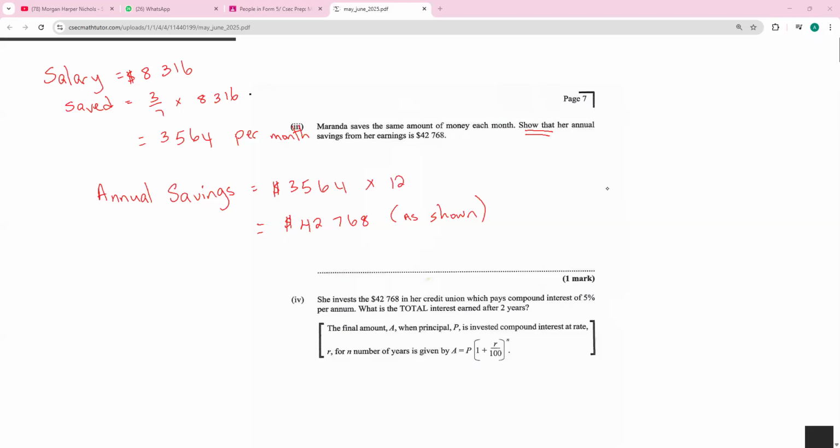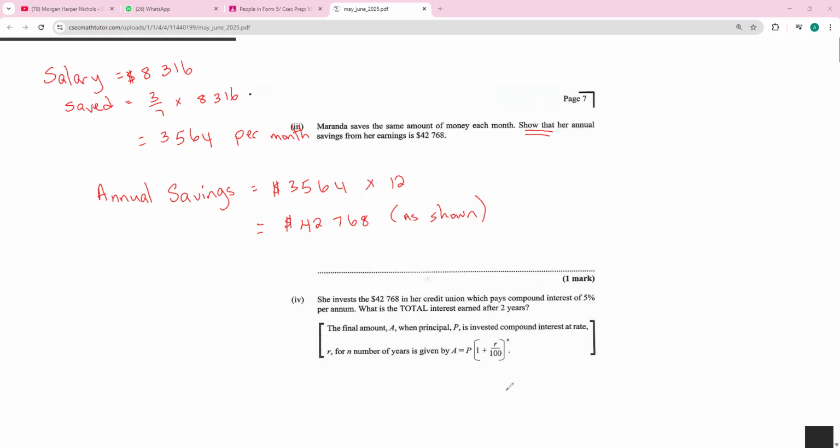All right, so she invests $42,768 in her credit union, which pays compound interest of 5% per annum. What is the total interest earned after 2 years?